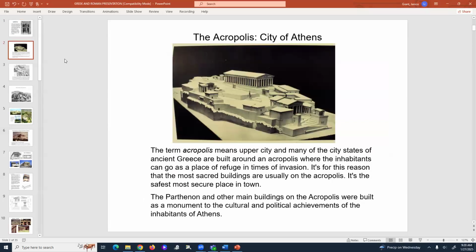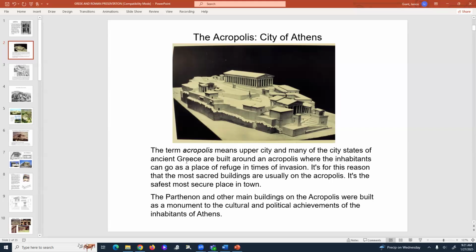And so it was built on this Acropolis. You might have heard about the city of Athens. So it was built up on this big hill and of high importance, all the scholars could go there while everyone else was in the city down below. The term Acropolis means upper city, and many of the city states built around an Acropolis. So the most sacred buildings, like what we just looked at, are on this Acropolis.